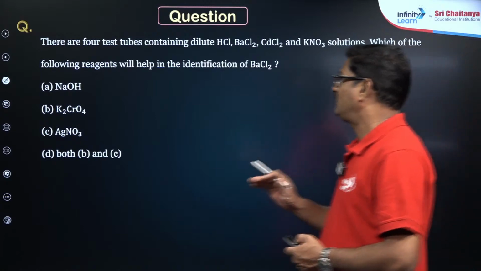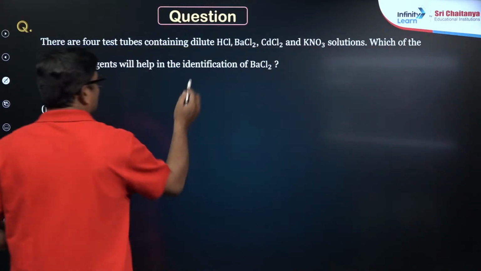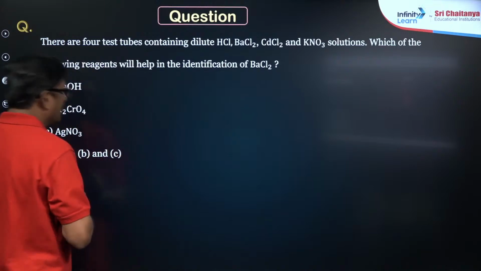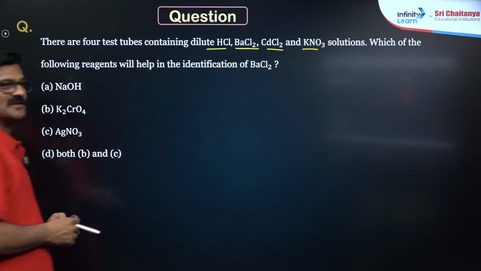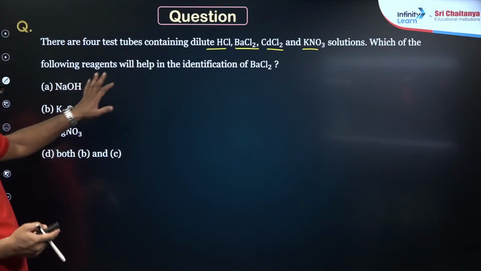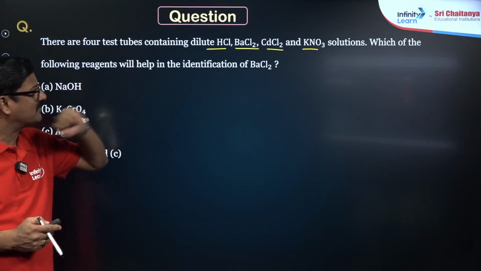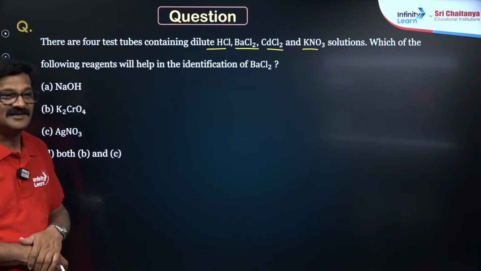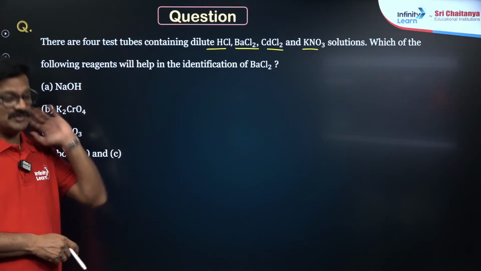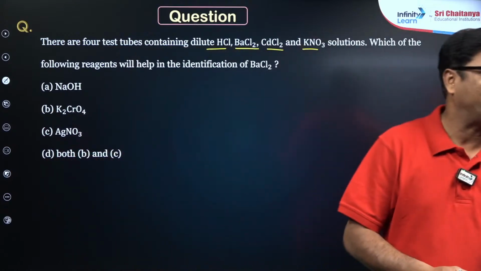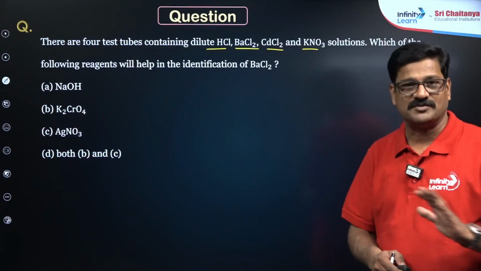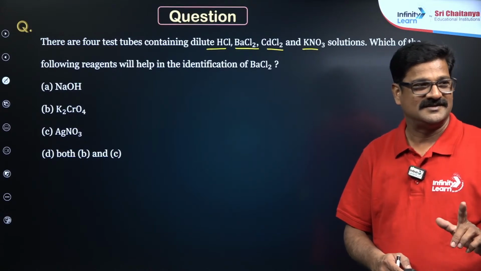So there are 4 test tubes containing dilute HCl and barium chloride, cadmium chloride, potassium nitrate solutions. Which of the following reagents will help in the identification of barium chloride? Wow, perfect. It's an analytical question. In the NEET examination, analytical oriented questions are pretty much important, no doubt about that.